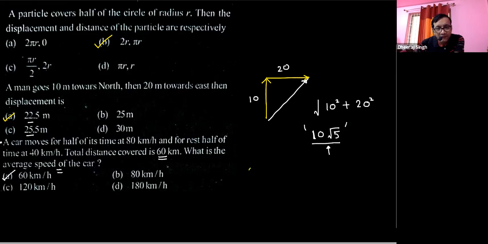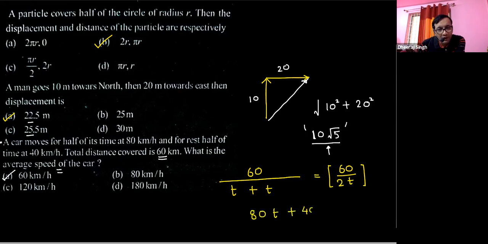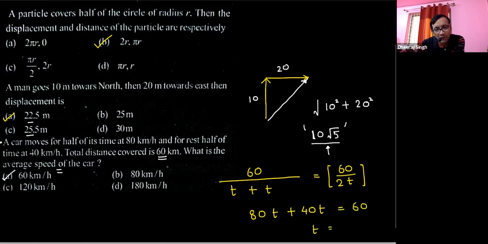So total distance 60 divided by total time taken. Total time taken is what? T plus T. So this will be 60 divided by 2T. Now we need to find out what is T. We know that 80 into T plus 40 into T should be equal to 60. So T will be equal to 1 by 2 hours. Just substitute here, you'll get the answer.